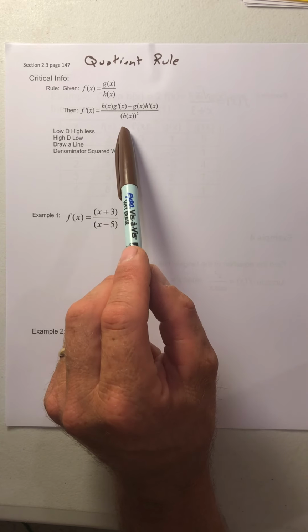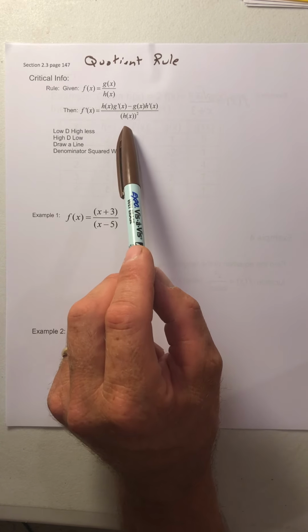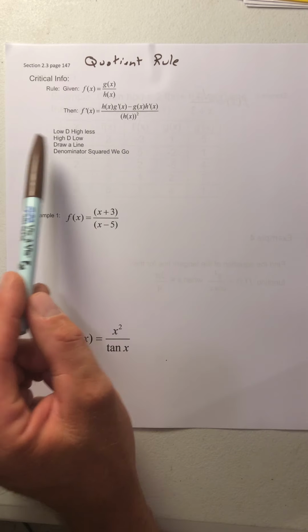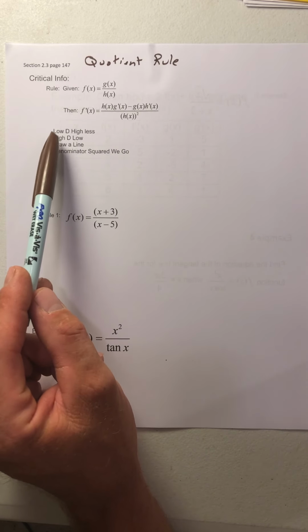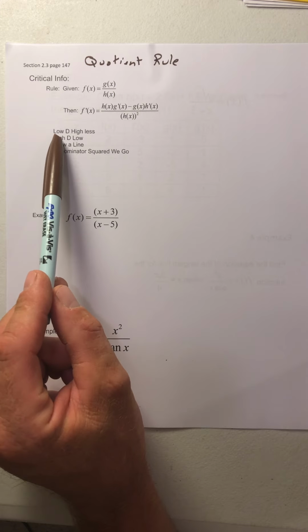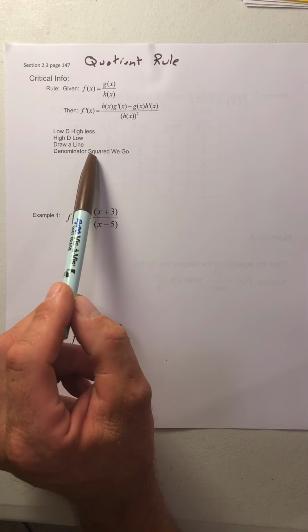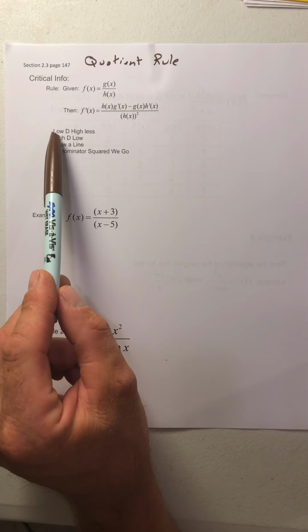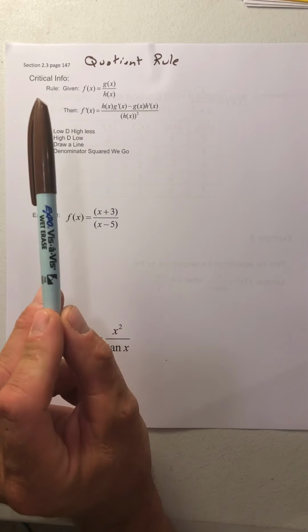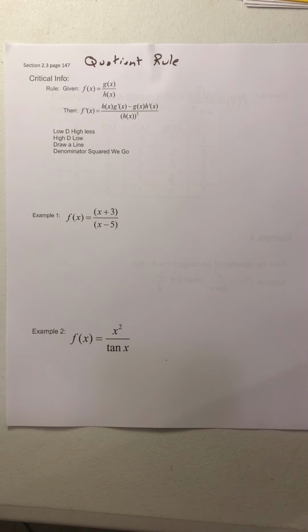Well, I got to give some props to my calculus teacher. I don't know where he got it from, but he gave us this little mnemonic to remember it. So he says, low d high, less high d low. Draw a line, denominator squared we go. So low d high, less high d low. Draw a line, denominator squared we go. No laughing, music majors. I know I'm not the most musically inclined, but it kind of rhymes a little bit.